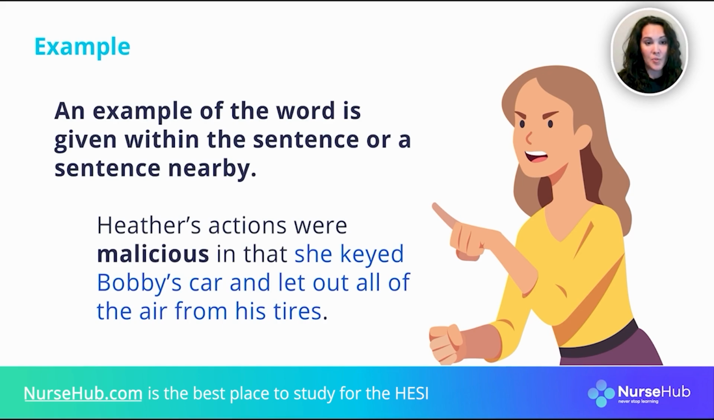So these examples of Heather's behavior are aggressive and cruel, destructive. These are also examples of the definition of the word malicious. As you can see, the examples of her keying the car and letting all the air out of the tires got us to that definition of the word malicious as being cruel and destructive.